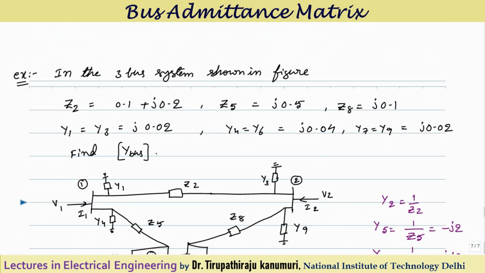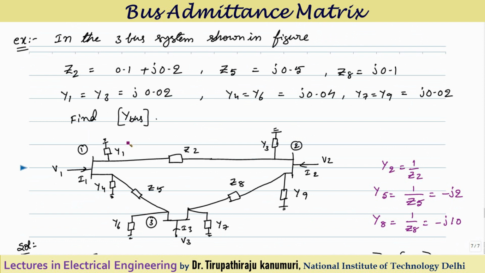Let us take one small example to understand this concept clearly. In a 3 bus system shown in the figure, it is given Z2 is equal to 0.1 plus j0.2, Z5 is j0.5, Z8 is j0.1, and the remaining shunt elements are given as admittances only.